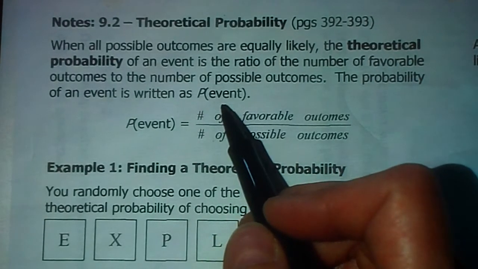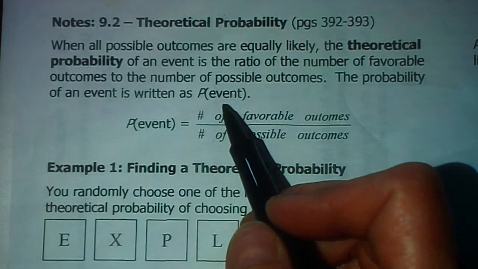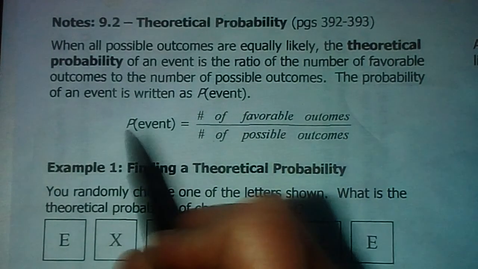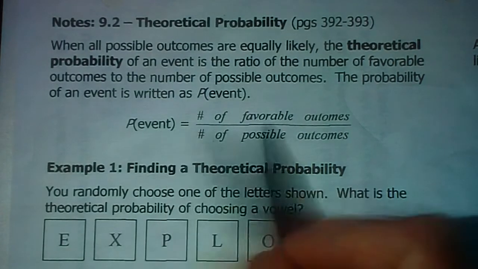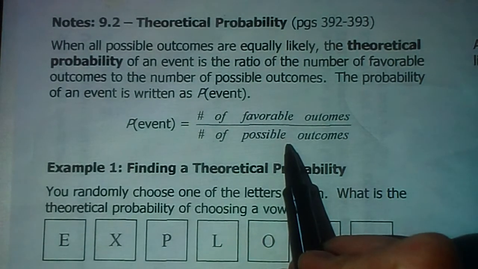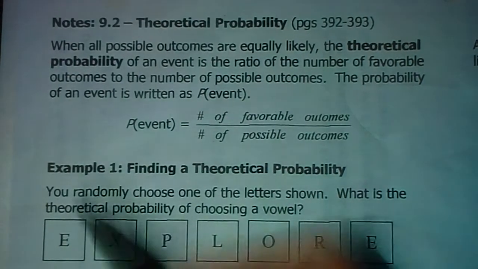One thing you should also know is the probability of an event is written P of the event. And no, I didn't make that up. I know I like to tell lots of jokes and use the variable P, but this is true. That's how they do it. So the P of an event, the probability of an event, theoretically speaking, is the number of favorable outcomes divided by the number of possible outcomes. That's a comparison. So, example 1, finding a theoretical probability.